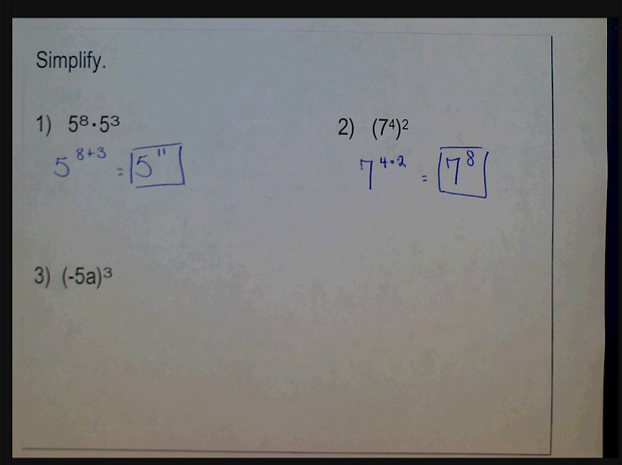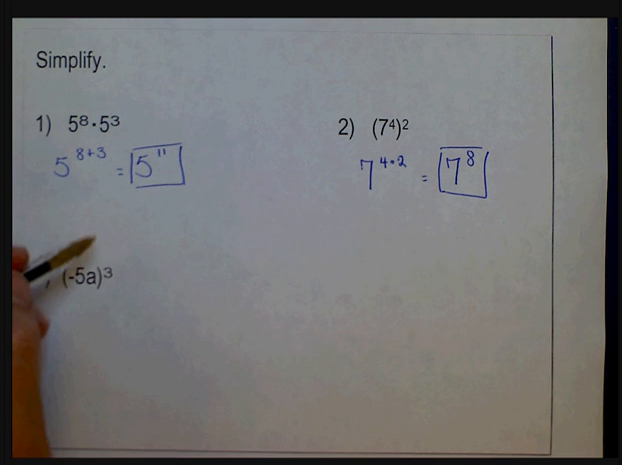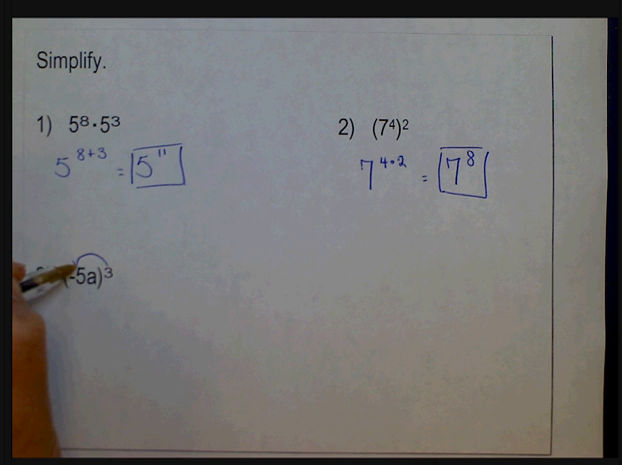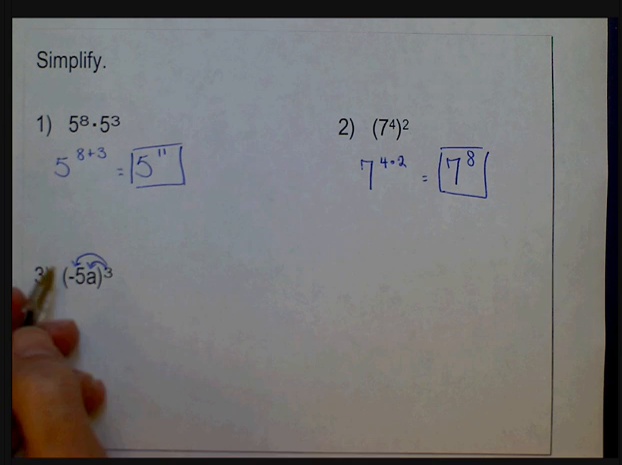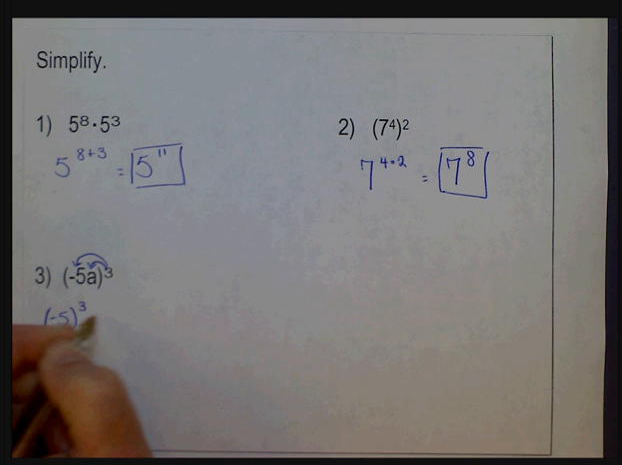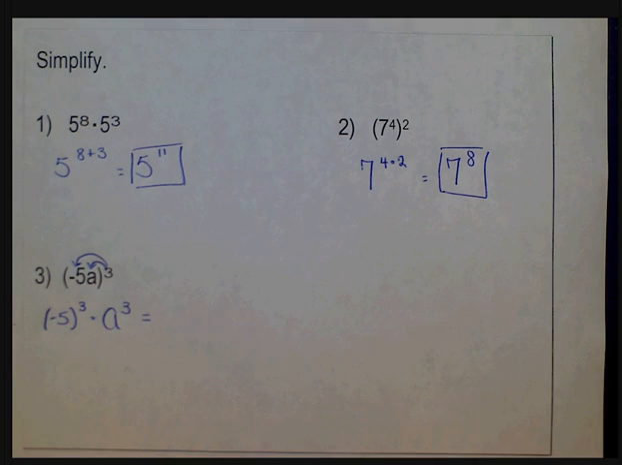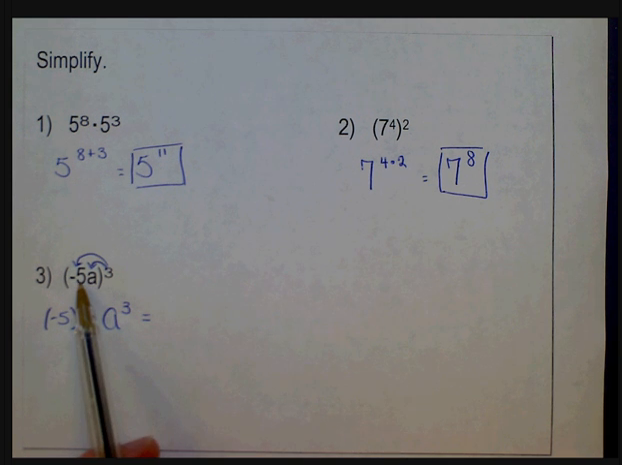All right, number 3 is illustrating the power of a product property. So we have (negative 5a) raised to the 3rd power. So this 3rd power has to go to all these things. It has to go to negative 5, and it has to be handed out to the a. So this problem becomes (negative 5) to the 3rd power times a to the 3rd power. Make sure that negative is raised to the 3rd power because it is inside the parentheses. It is also being raised to the 3rd power.